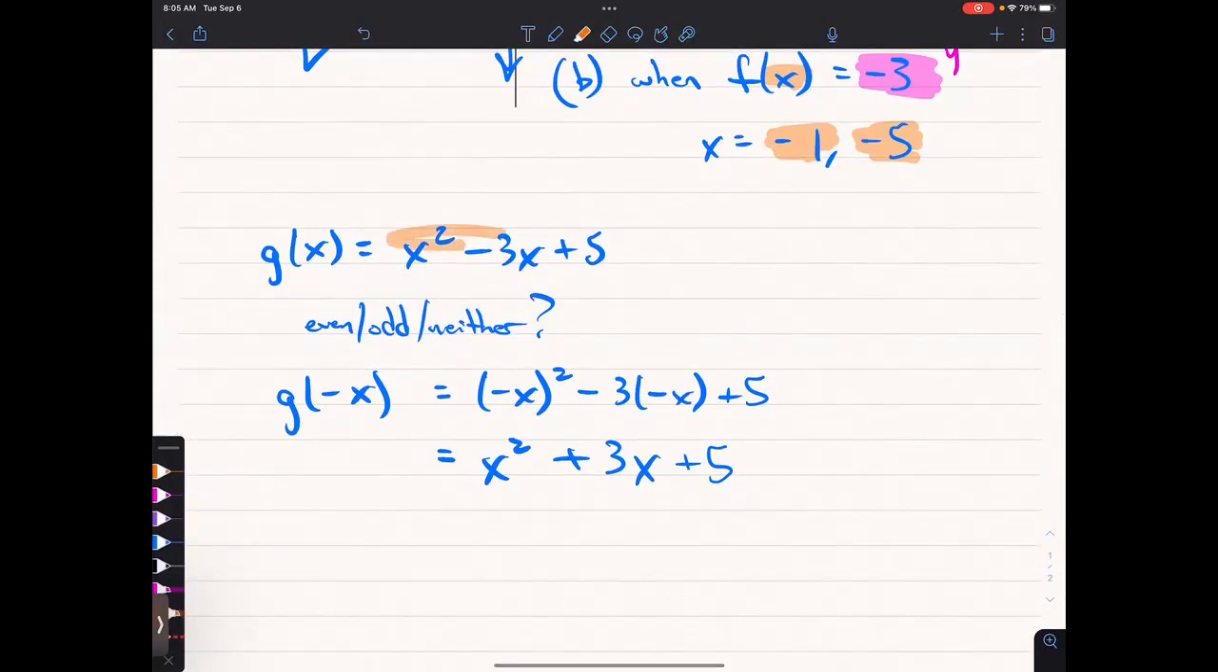And then we want to compare these two things. And what are we looking for? Say again. If they're identical, if they're perfectly identical, exactly the same, what does that mean? It means when you do a y-axis reflection, nothing changes. That would mean it's even. Okay, they're not exactly the same, right? Okay, so it's not even.